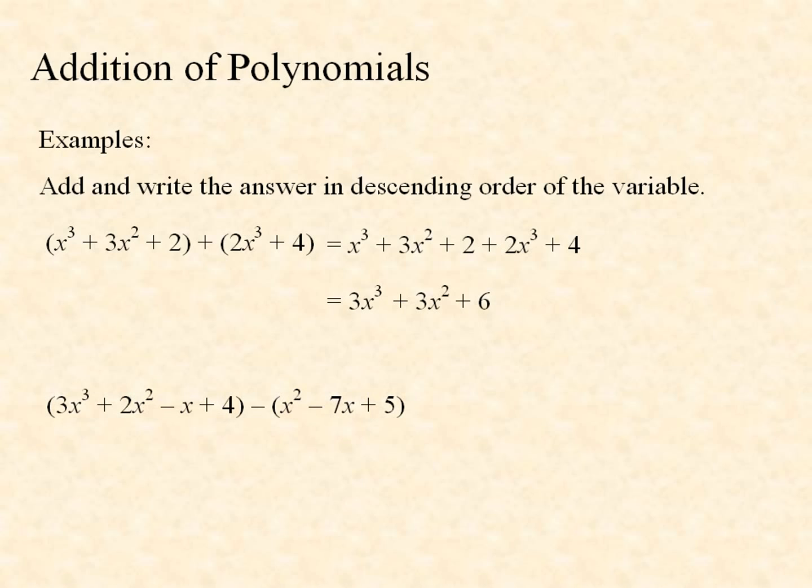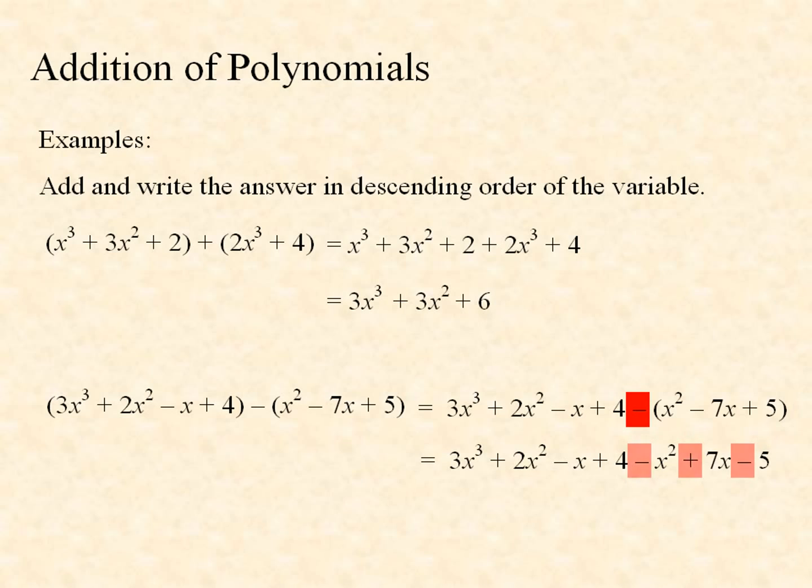Another example, a polynomial minus a polynomial. The first set of parentheses can safely be removed, but we have to distribute that minus sign in front of the second set of parentheses. So that means we have to change each thing in the second set of parentheses to its opposite.